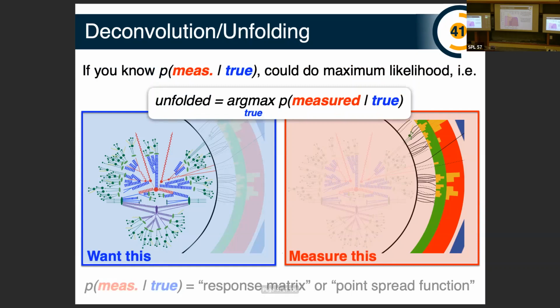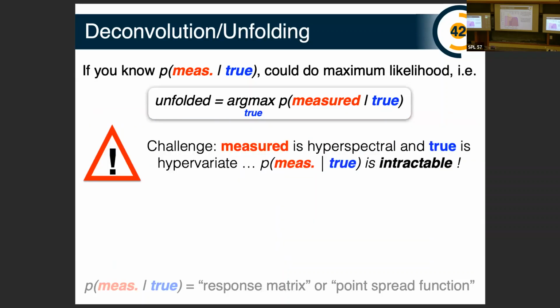If I knew the likelihood, the probability of the measured given the true, I could just say my unfolded value is simply the maximum likelihood estimate. My result would be the true value that maximizes this likelihood, and I would be done. That would be great. But the challenge is that the measured data are high-dimensional and the true spectra are high-dimensional. So I definitely cannot write down P of measured given true, the likelihood. So if I can't write down the likelihood, how am I supposed to do maximum likelihood estimation?